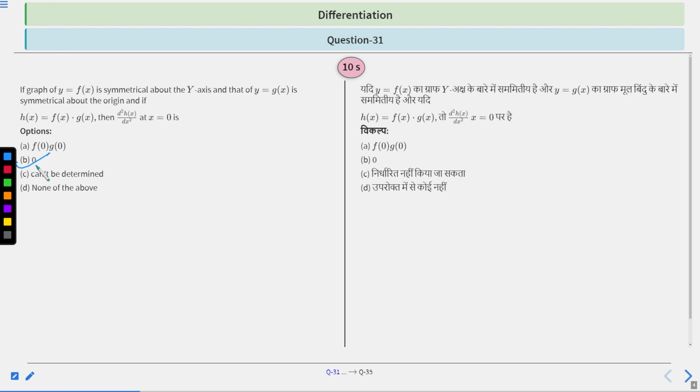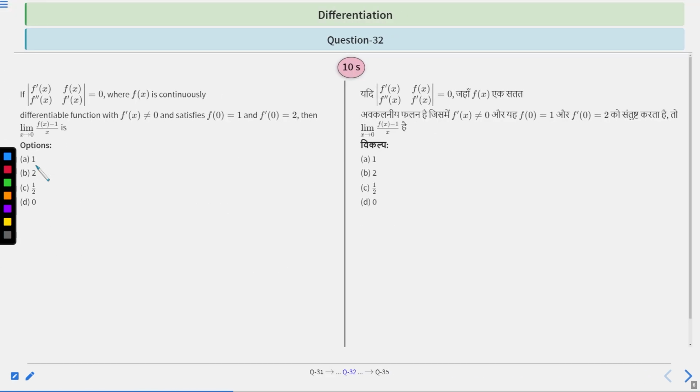Got it? So let's move to the next question, question number 32, which says: if the determinant of [f'(x), f(x); f''(x), f'(x)] is equal to 0, where f(x) is a continuously differentiable function with f'(x) not equal to 0 and satisfies f(0) is equal to 1 and f'(0) is given 2, then the value of limit x tending to 0 of (f(x) minus 1) upon x is equal to. So the hint of this question is C. It is given that the determinant of [f'(x), f(x); f''(x), f'(x)] equals 0, right?